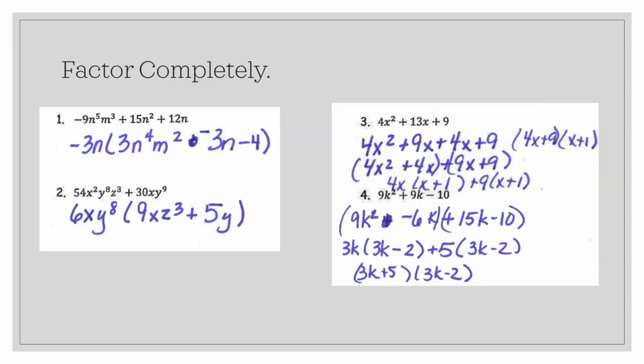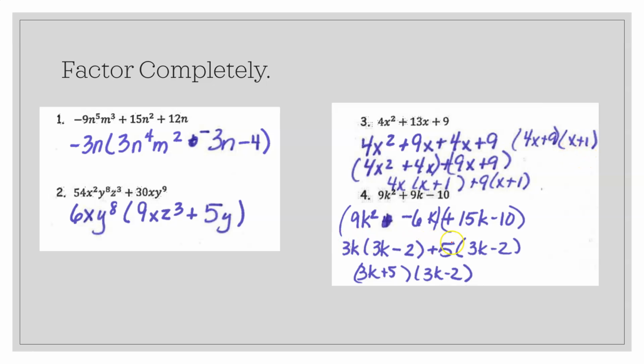Now, 3 is a horse of a different color. You have to multiply a times c, which you're going to get 36, and find factors of 36 that when you add them together equal 13. Then you had to group. So I ended up with 4x plus 9, quantity x plus 1.